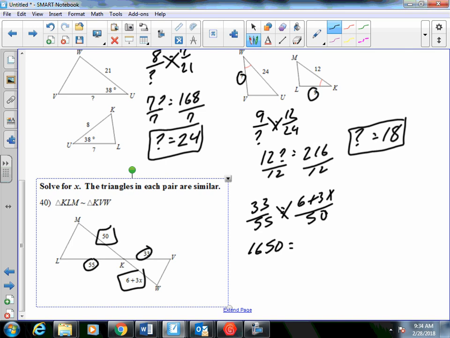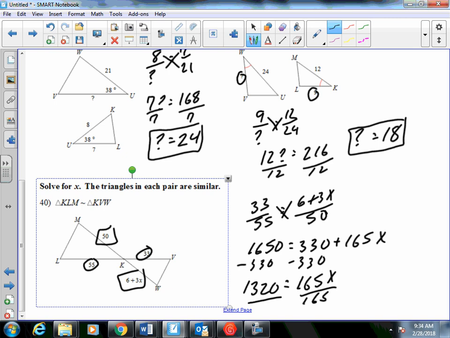And 55 times 6 is 330, plus 3 times 55, 165x. So subtract 330. So 1320 equals 165x. Divide by 165. So x equals 8. So that completes the review.